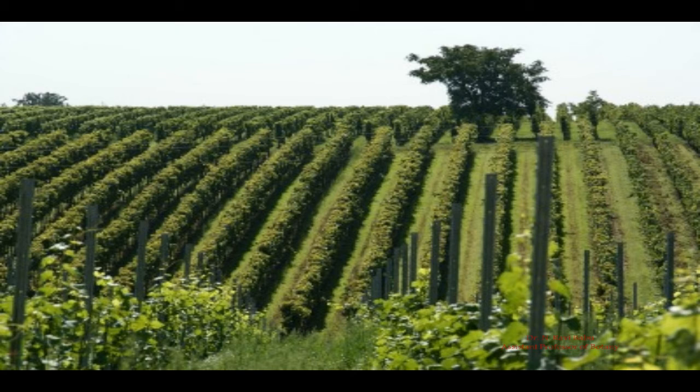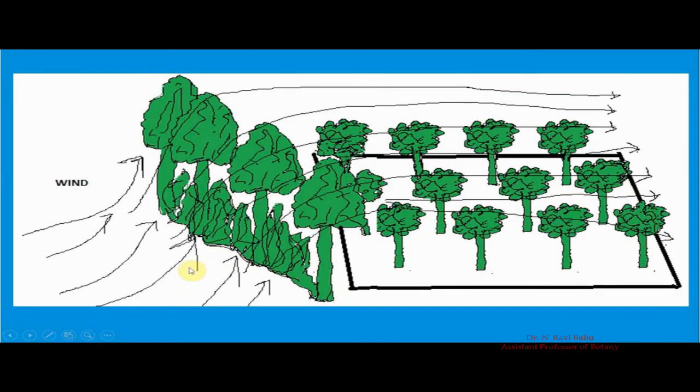Next one, wind strip cropping. The crops are grown at right angles to the direction of the wind. Be clear, dear friends. Here also the crops are grown at right angles, as we have seen in contour strip cropping. But here the crops are grown at right angles to the direction of the wind. So that is the difference.